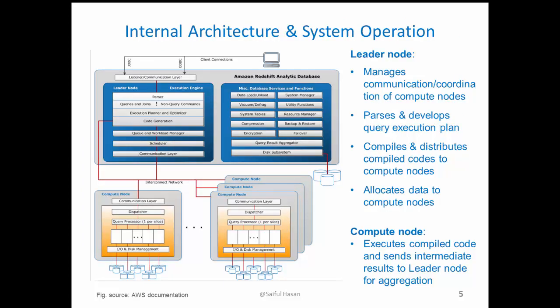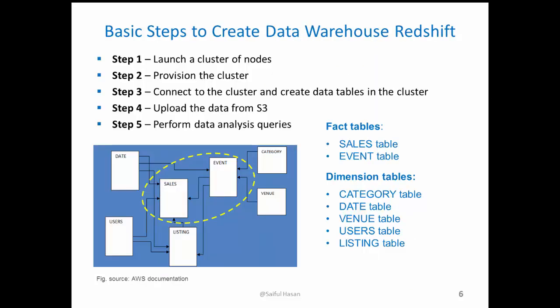The internal architecture and system operation show that the leader node will manage the communication of the external SQL client with the compute nodes. It will manage the communication and coordination of the compute nodes. It will parse and develop the query execution plan, compile and distribute the compiled code to the compute nodes. It allocates the data to the compute nodes. And the compute nodes in turn will receive and execute the compiled code and send the intermediate results to the leader node for aggregation.